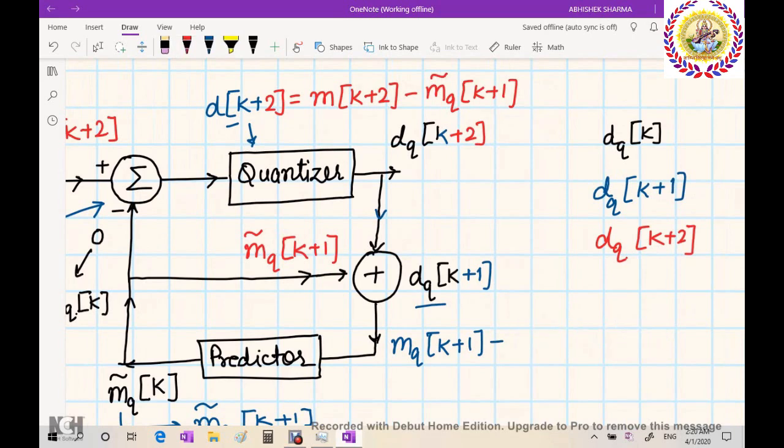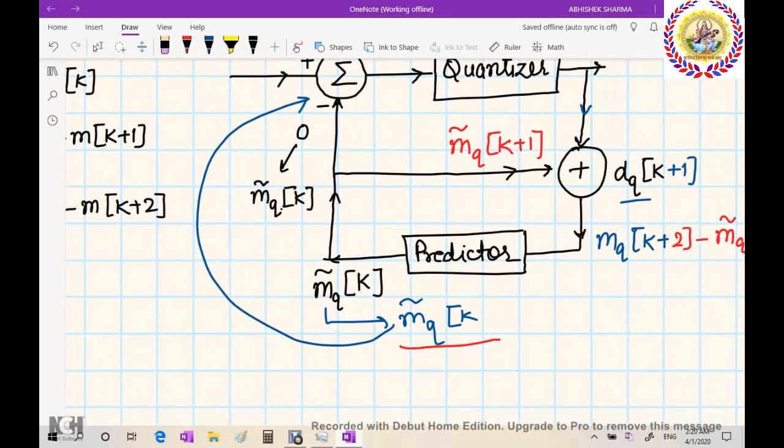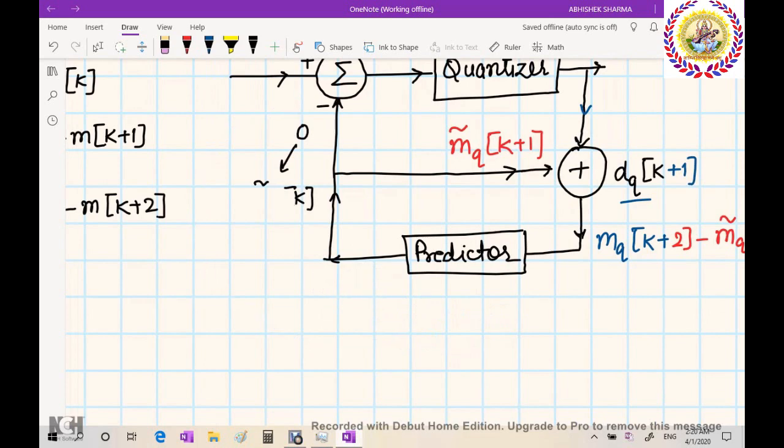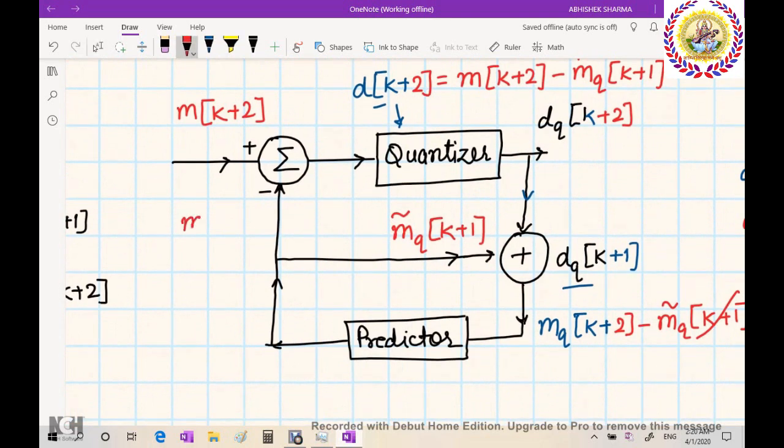So again at this point it will be mq(k+2) minus mq(k+1) minus mq(k) plus 1, and this value will be cancelled out. So the next point which is available for the negative terminal of this subtractor will be mq(k+2) and its approximated value.